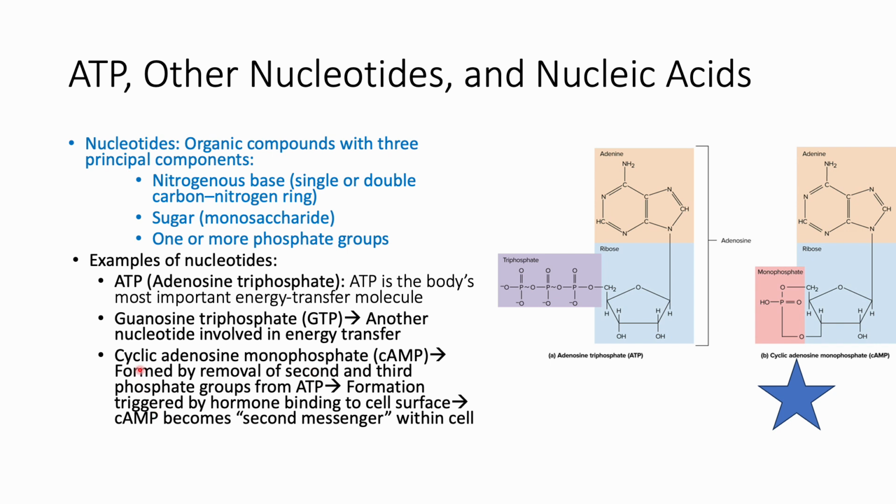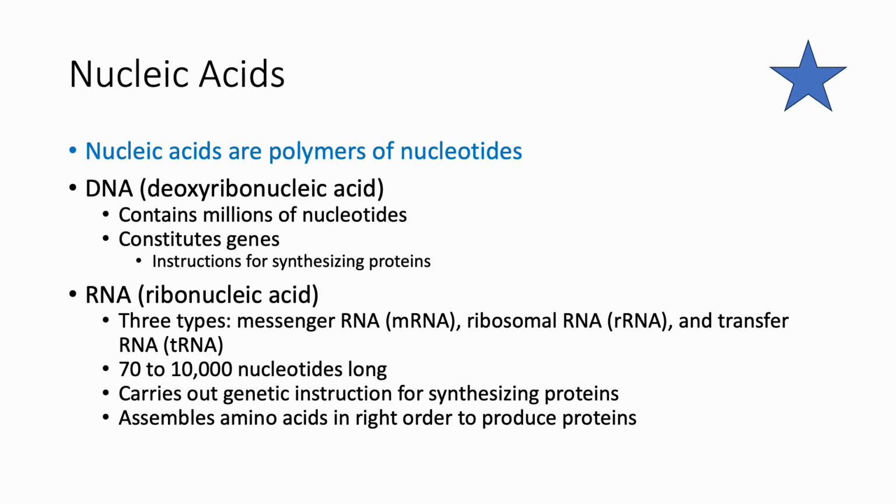Cyclic AMP, cyclic adenosine monophosphate, is formed by the removal of the second and the third phosphate groups of ATP. Its formation is triggered by hormones binding to the cell surface, and cyclic AMP becomes our second messenger within the cell. So cyclic AMP is a very important second messenger. Nucleic acids are polymers of nucleotides. So when you have a nucleotide plus a nucleotide, you will have your nucleic acid. Some examples of nucleic acids are DNA and RNA.